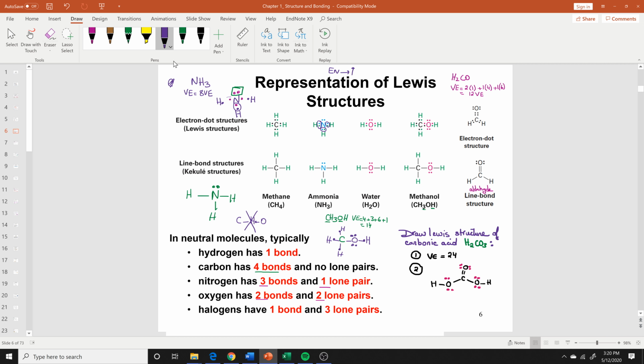So oxygen should have 8 electrons, and this is what I have. 1, 2, 3, 4, 5, 6, 7, 8. So oxygen now has 8 electrons, carbon has 8 electrons, so this is going to be my Lewis structure. Notice when you represent the Lewis structure as a bond line, you should show the bonds to the carbons and hydrogens, and you should show the lone pairs on the electronegative atom.